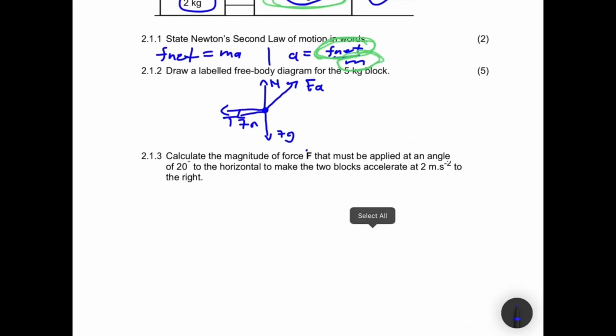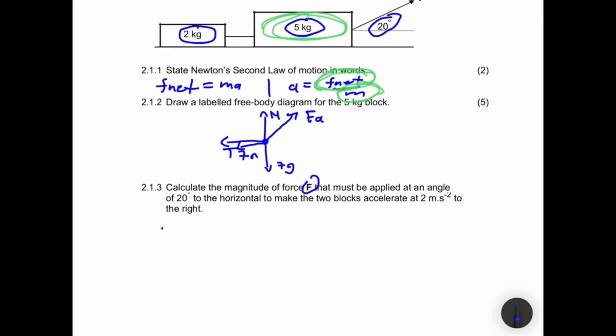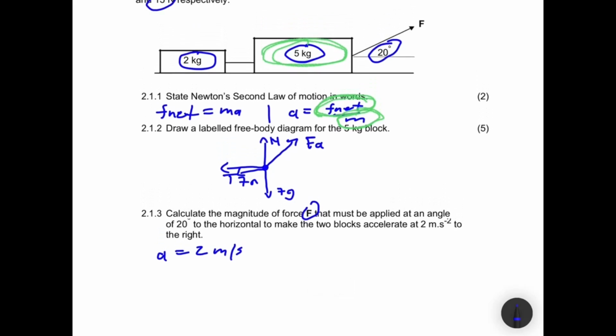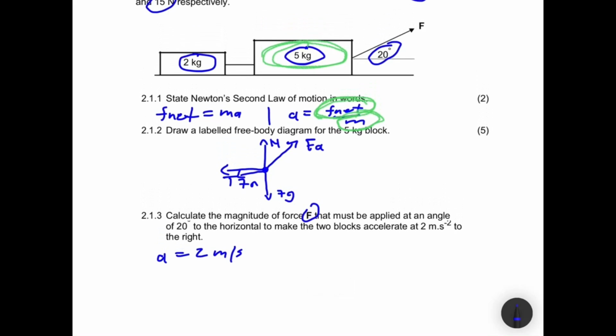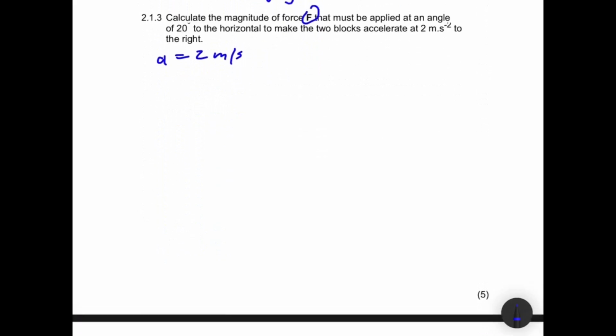Force F is the applied force, right? That must be applied at an angle of 20 degrees to the horizontal to make the 2 blocks accelerate at 2 meters per second squared to the right. So in this situation, we need the acceleration to be equal to 2 meters per second squared. So here, we're trying to find the magnitude of force F that must be applied at an angle of 20 degrees to the horizontal, right? The force F is applied on the 5 kg block. So we're going to go to the 5 kg block and see if we can get the magnitude of force F.